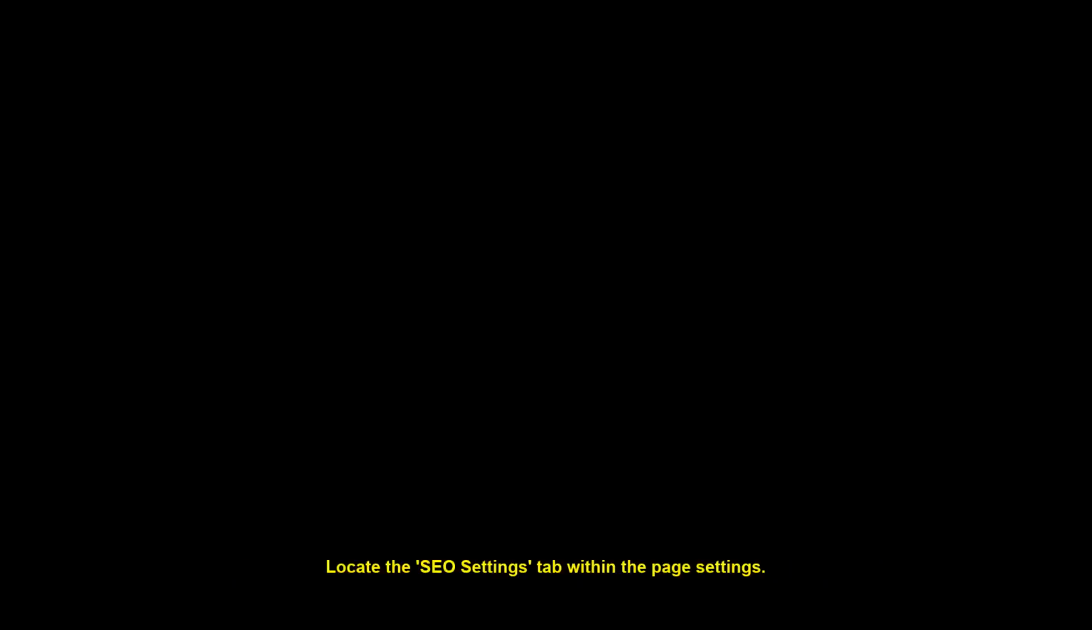Locate the SEO settings tab within the page settings. Start by entering a unique page title in the title tag field. Make sure the title is descriptive and under 60 characters for best results. Next, add a compelling meta description in the meta description field. This description should summarize the page content and stay within 160 characters.